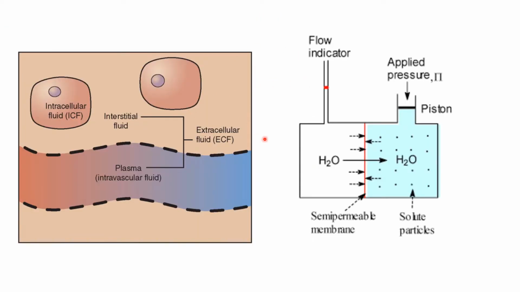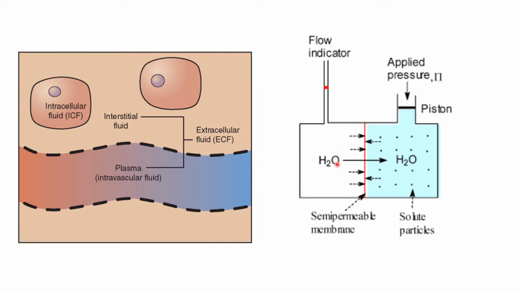The osmolarity of extracellular fluid is 290 milliosmol per liter, and the osmolarity is actually the number of cations and anions per liter of the solution. So we can say these cations and anions put pressure to absorb water into that fluid, and this pressure is called osmotic pressure.